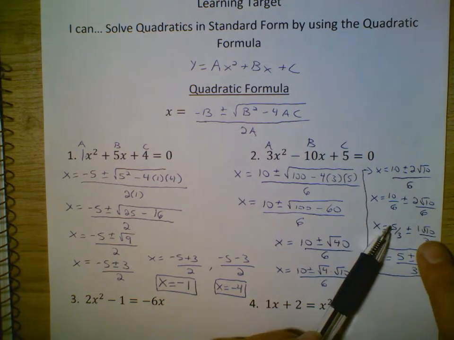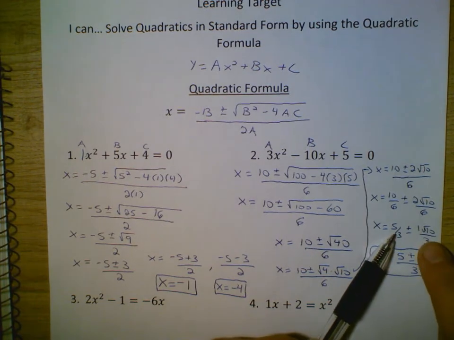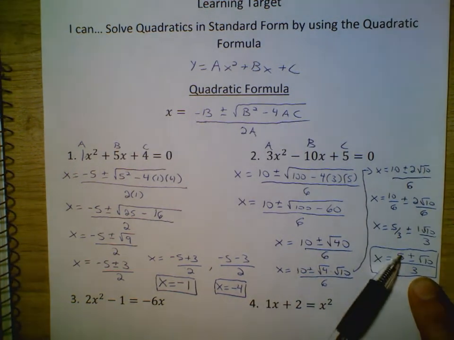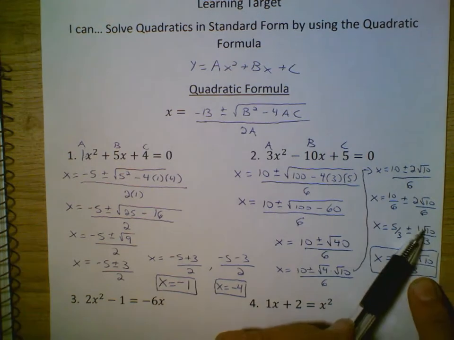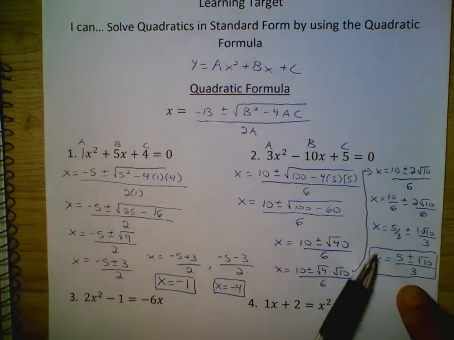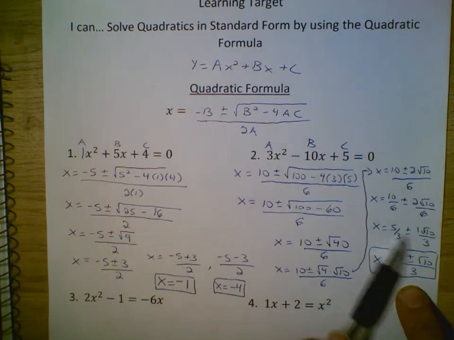Reduce those to 5/3 and 1/3. If they have the same denominator, you can recombine them. 5 is getting divided by 3, 5 is still getting divided by 3. The square root of 10 is getting divided by 3, the square root of 10 is still getting divided by 3. So with fractions, you can combine and uncombine as long as the denominators are the same.